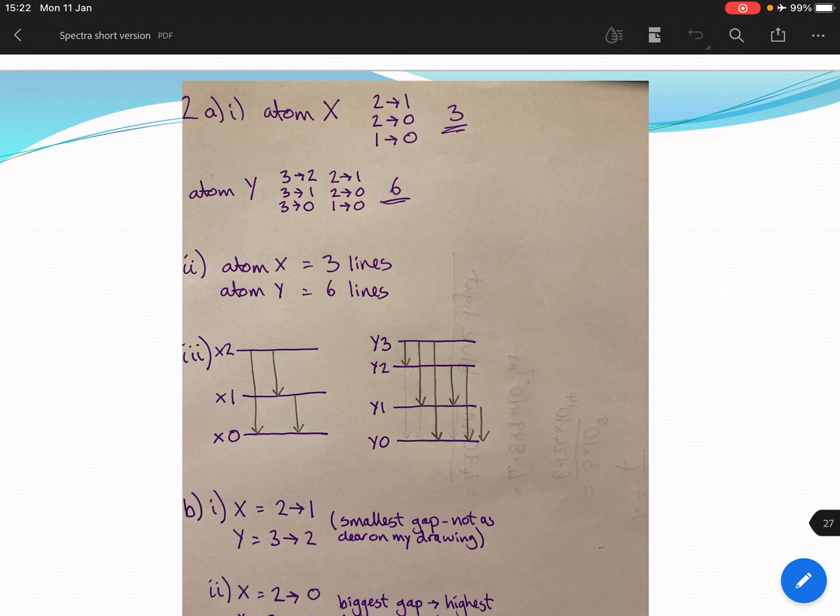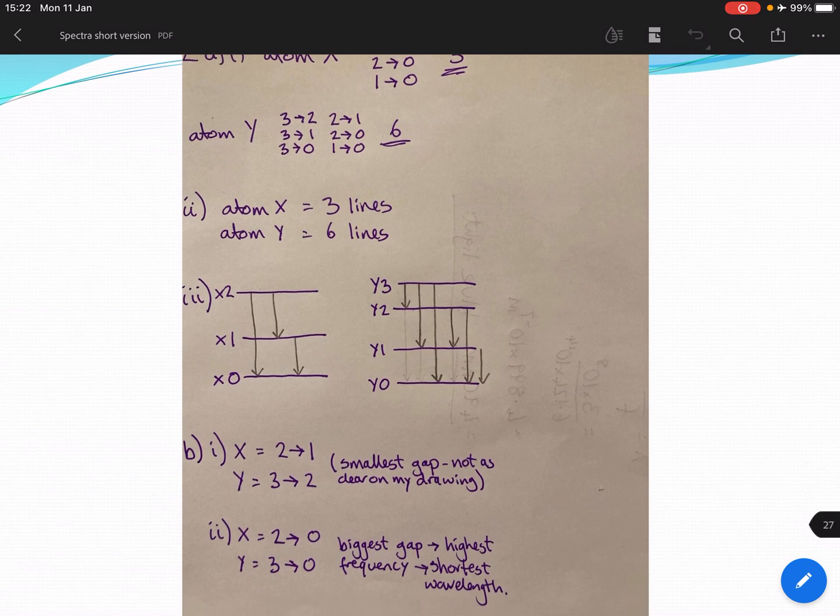Part B says which transition in each of these diagrams gives rise to the emitted radiation of, first of all, the lowest frequency and then the shortest wavelength. So the lowest frequency is going to be the one with the smallest energy. So that's going to be the smallest gap, which isn't as clear on my diagram. But the smallest gap in X is between 2 and 1, and the smallest gap in Y is between 3 and 2. So the smallest gap is the smallest amount of energy that would be emitted when it drops down, which would then give you, if you did put that into E equals hf, the smallest frequency.